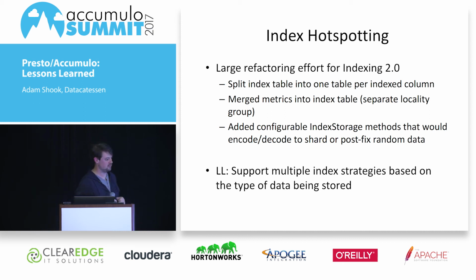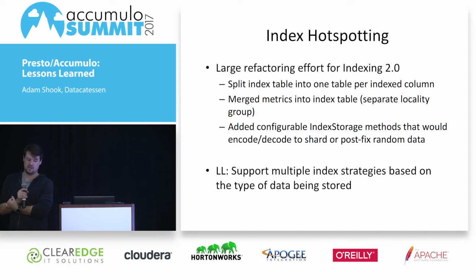We want to address the key space issues and get rid of the regex filters. To address the key space, so we can drop columns really easily, we split the index table into one table per index column. So when you create a table inside Presto, it will automatically create all of these index tables that are named after the index columns inside of it. We also took all the metrics and put them in the index table. They're in a separate locality group from the indexes, whereas before the metrics were kind of an afterthought of indexing, in a separate table.